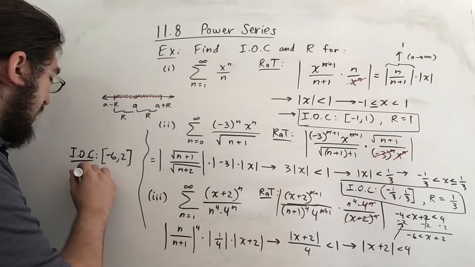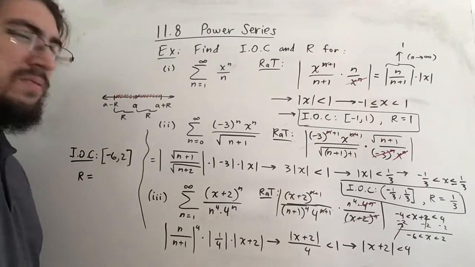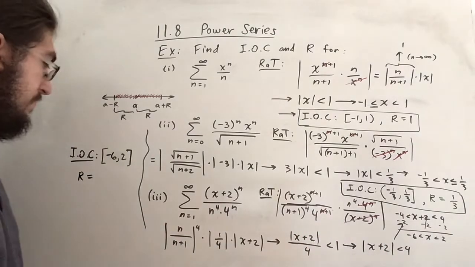And what is the radius of convergence then? Well, I kind of already told you, it's just 4.